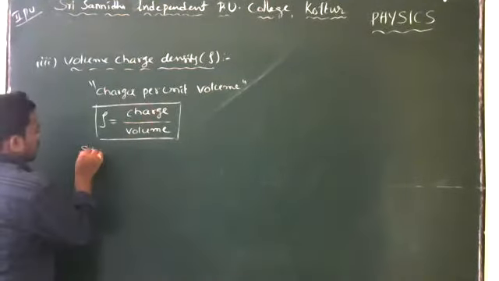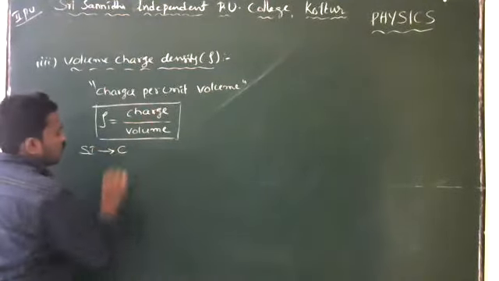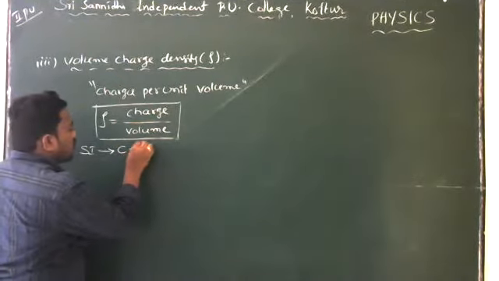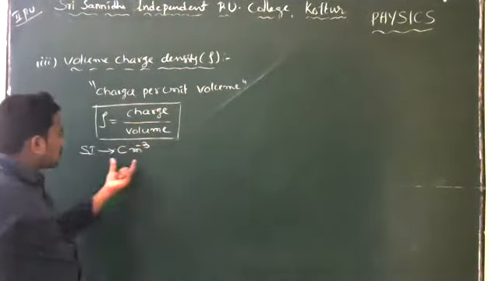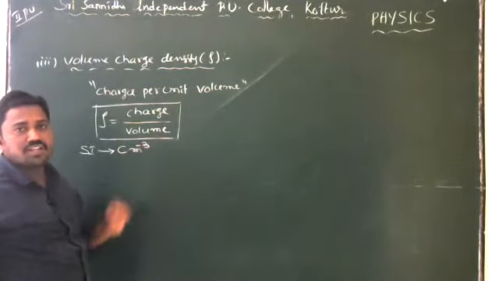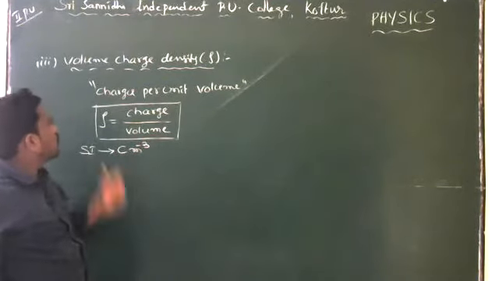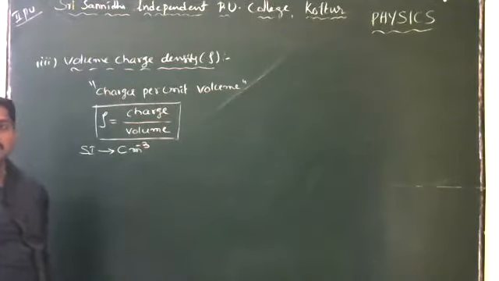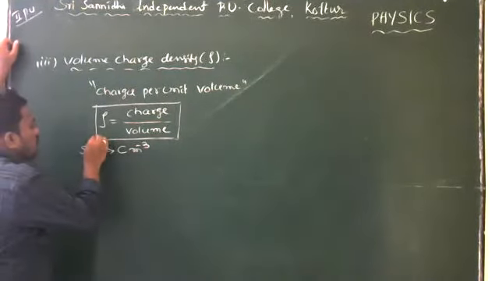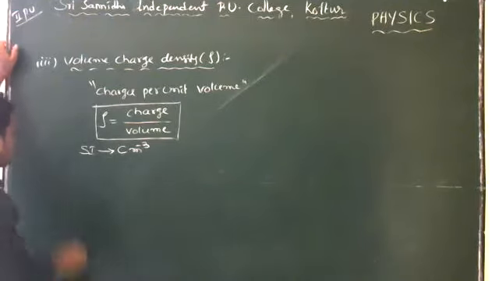So SI unit. Charge is measured in coulomb, volume is measured in meter cube. So coulomb meter minus 3, not centimeter minus 3. So this is coulomb meter minus 3. This is the SI unit of volume charge density. So what is the definition for volume charge density? Charge divided by volume. So next example.